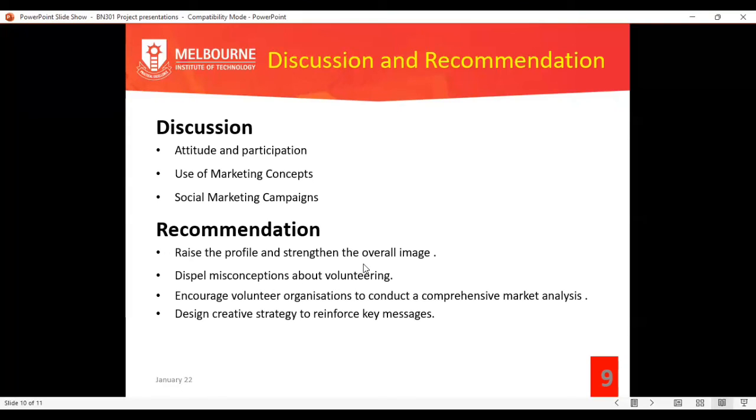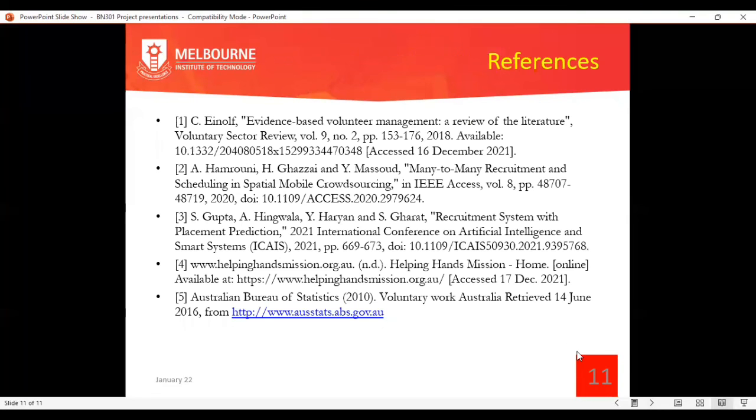So there people have more misconception about volunteering. So we will clear that, and then encourage volunteer organizations to conduct a comprehensive market analysis. The last will be designing a strategy to reinforce key messages. So we will design a strategy which will provide them a good message and give a good message in front of people.